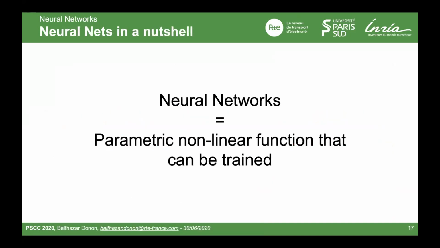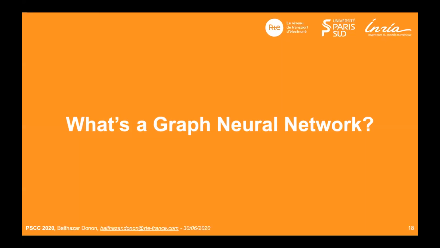But still, we will use neural networks as elementary learning blocks. So just keep in mind that neural networks are a set of parametric nonlinear functions that you can train to minimize a certain objective. Okay, so now what's a graph neural network? Graph neural networks are a quite recent class of neural network. They were first introduced in 2008, 2009, but they really gained in popularity around 2017.